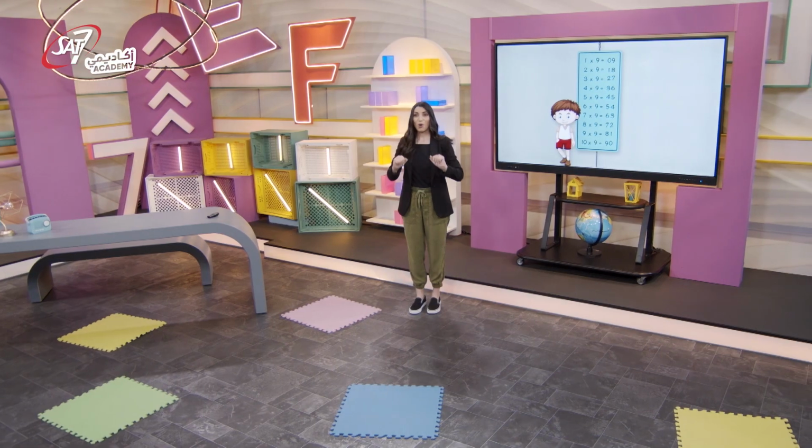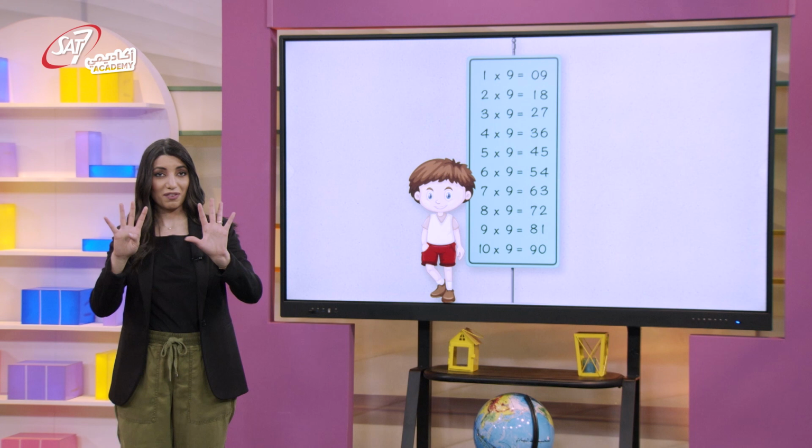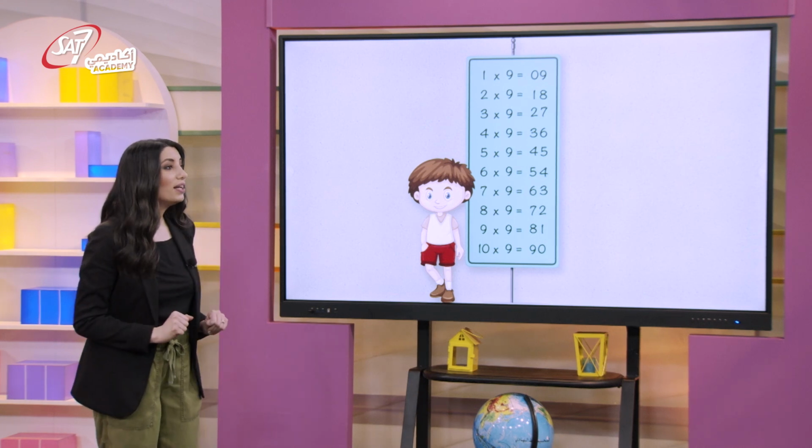Simple. What's 9 times 8? Lower the 8th finger. We have 7 on one side and 2 on the other side. It's 72. What's 9 times 5? It's 45. Last one, 9 times 7. Lower the 7th finger. The answer is 63.